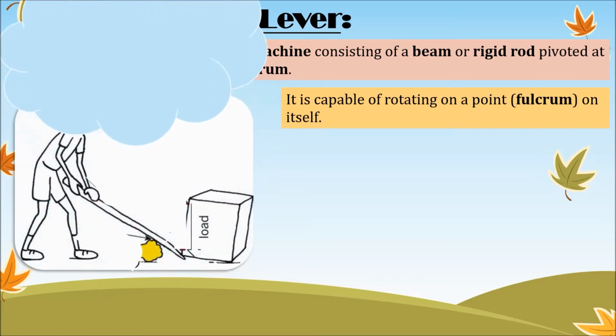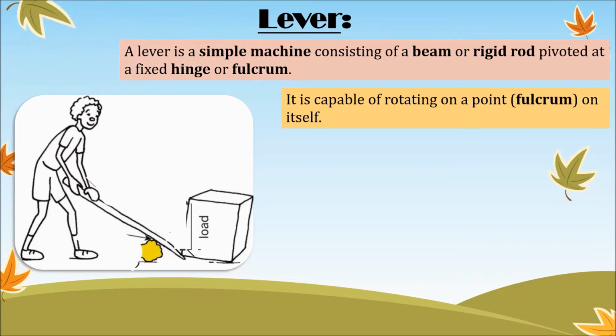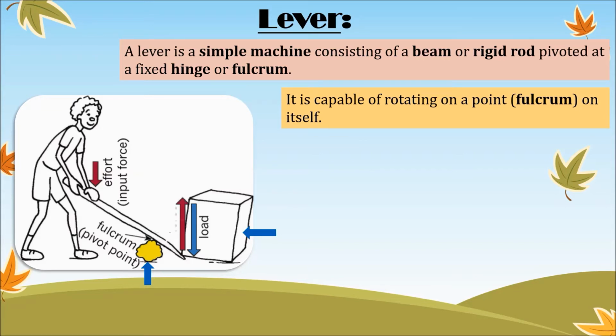See the picture. In this picture, a boy is trying to lift a heavy load using a crowbar or lever. The yellow stone you see there is the fulcrum. It is the pivot point. The load is heavy and difficult to lift. The boy puts one end of the crowbar below the load. He is applying force or effort on the other end. As a result of it, the heavy load moves up.